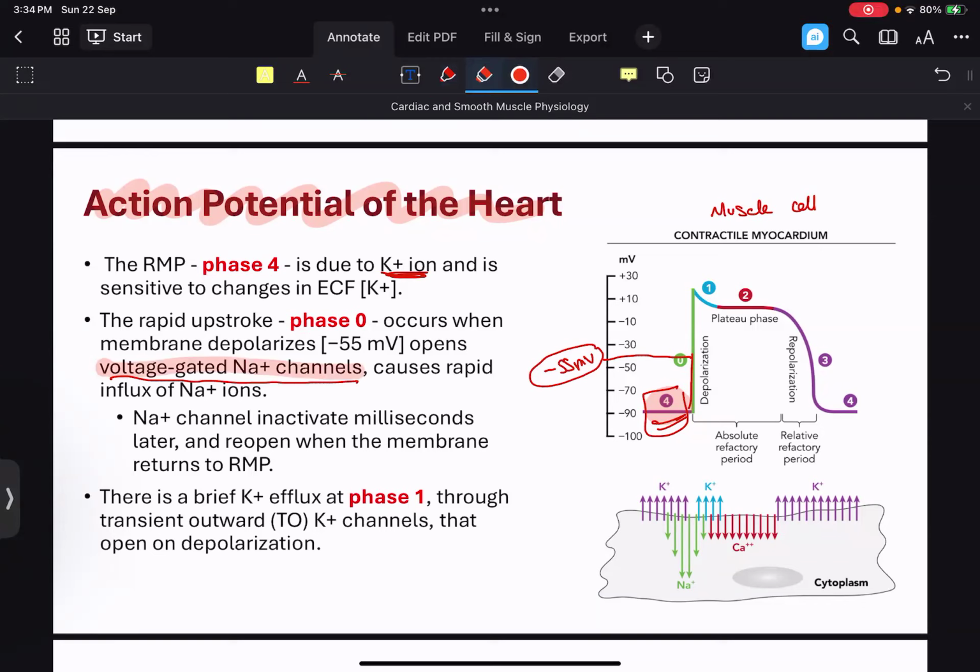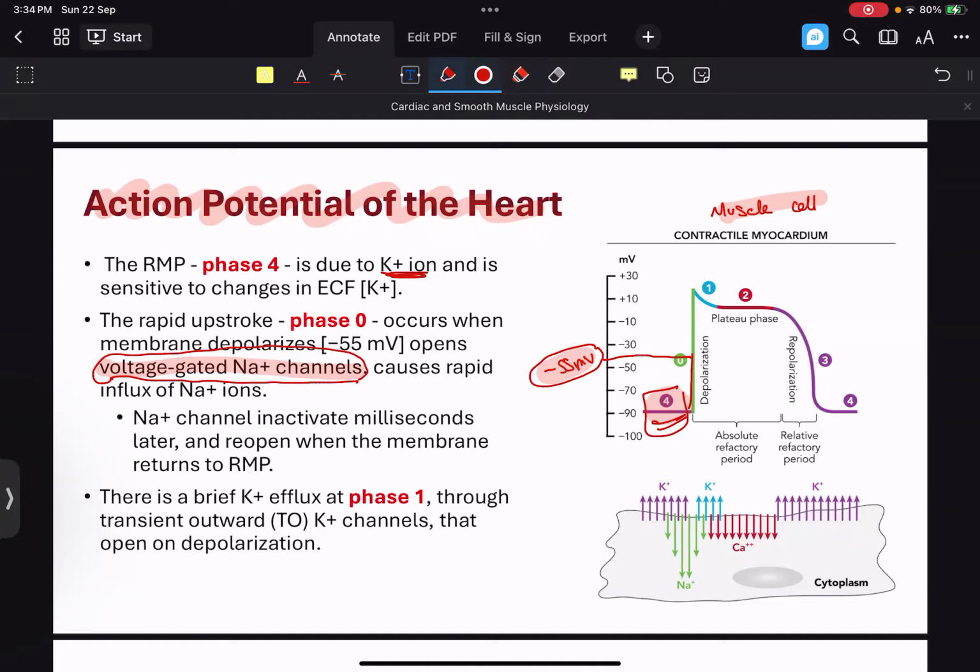Okay, so let's just say that one more time. Phase 4 is your normal resting membrane potential, and this is determined by your potassium ions. Then your sinoatrial node depolarizes and sends signals all the way down that pathway that we just discussed, and it's going to tell your muscle cells that it's time to contract. This is going to cause depolarization until you reach the negative 55 millivolt level, and then that's going to cause the voltage-gated sodium channels to open up.